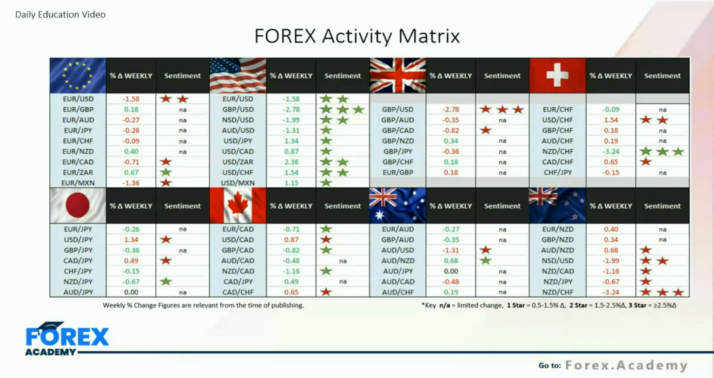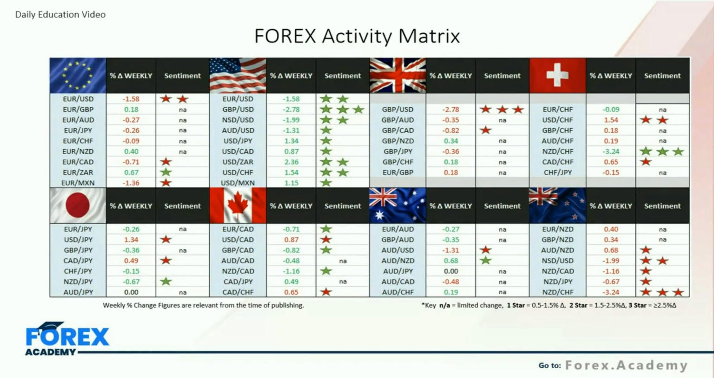So here we have our Forex activity matrix for the week. This table represents the strength or weakness across the majors in the Forex markets. With this week's weekly delta change, we can see sticking out like a sore thumb two markets in particular: US dollar strength and New Zealand dollar weakness. They're the two main market movers this week.